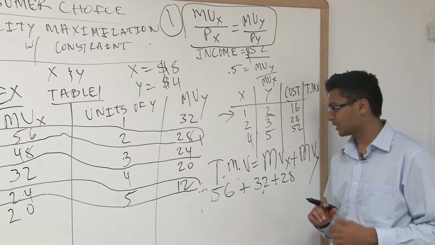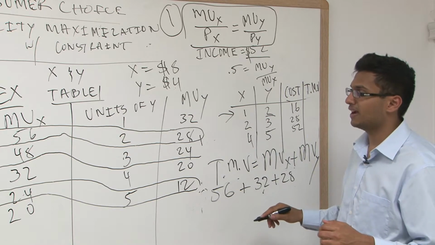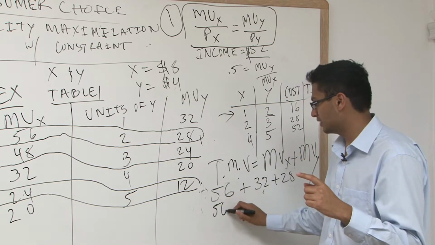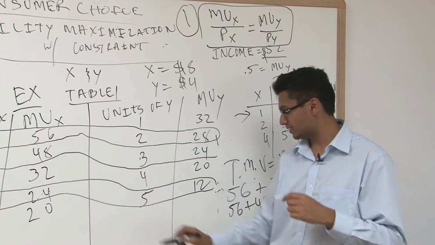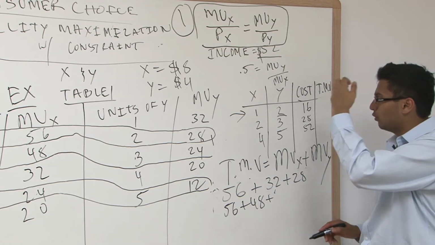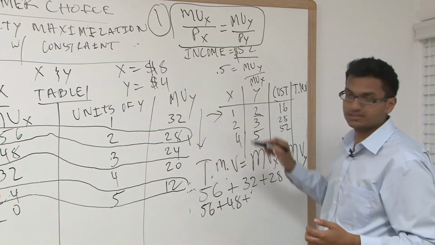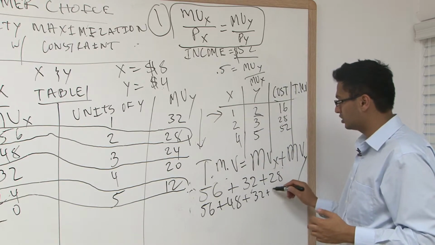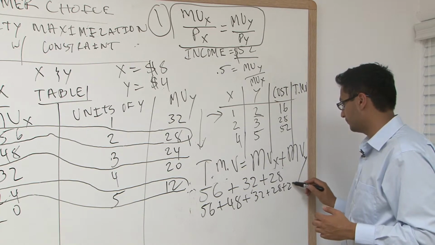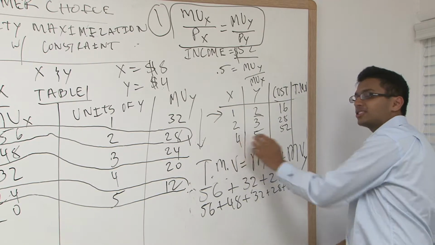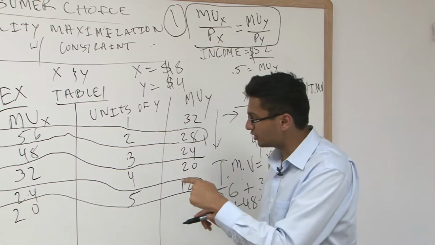Everybody make sense? The next part is for the second combination, 2 units of x, so I have to include 56 and 48, okay, because that's how it is for here. So we add both of these. Then we move on and we say, well, 3 units of y, right? So we have to add all of these down, okay? So it's 32, 28, and 24.